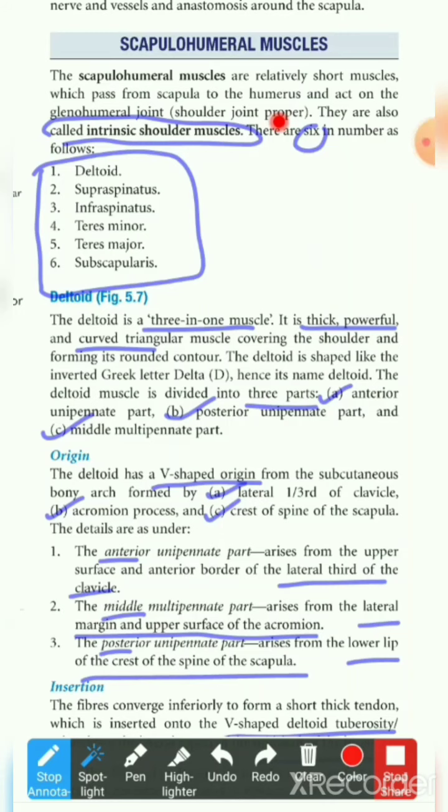Origin: it has a V-shaped origin. It originates from the lateral one-third of the clavicle, the acromion process, and the crest of the spine of the scapula. In detail, the anterior unipennate part arises from the anterior border of the lateral third of the clavicle. The middle multipennate part arises from the lateral margin and upper surface of the acromion process of the scapula. And the posterior unipennate part arises from the lower lip of the crest of the spine of the scapula.